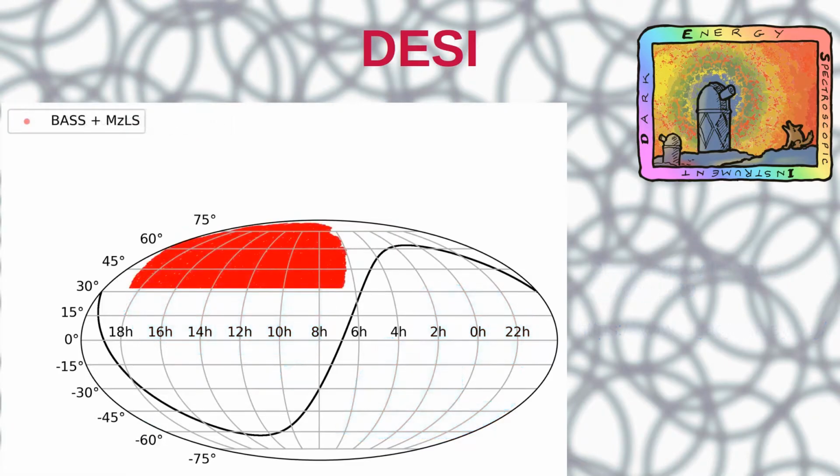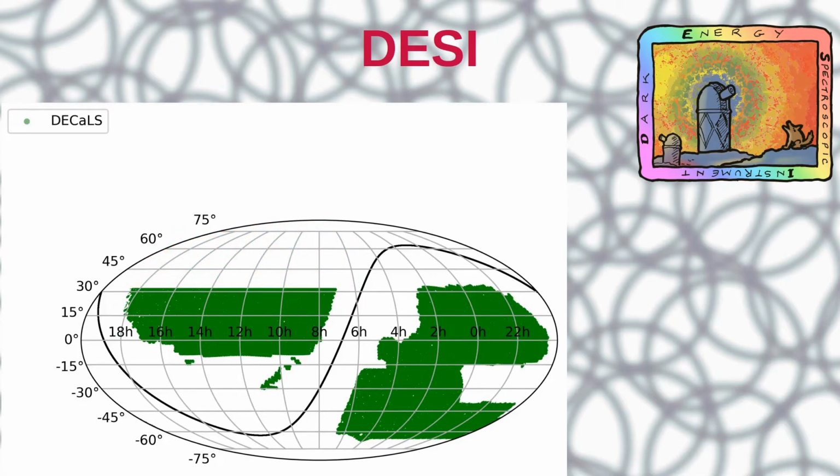The observations on the northern part of the survey, which were north of a declination of 32 degrees, were carried out as the Beijing-Arizona Sky Survey using the Bok telescope for the g and r band, which was supplemented by the Mayall z-band Legacy Survey. For the sky further south, the Dark Energy Camera on the Blanco 4-meter telescope was used for the Dark Energy Camera Legacy Survey, which includes the well-known Dark Energy Survey.